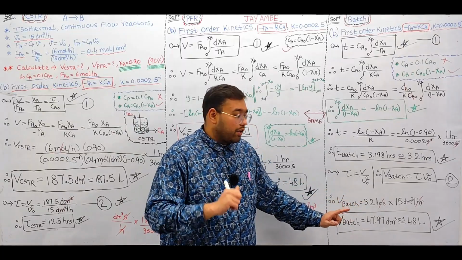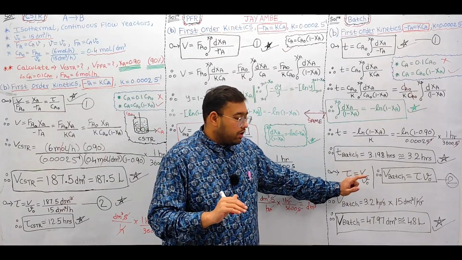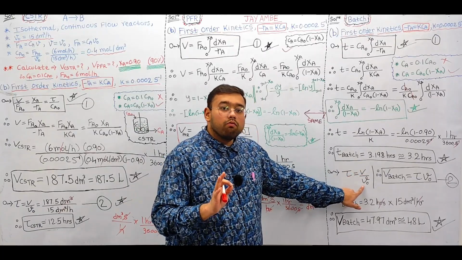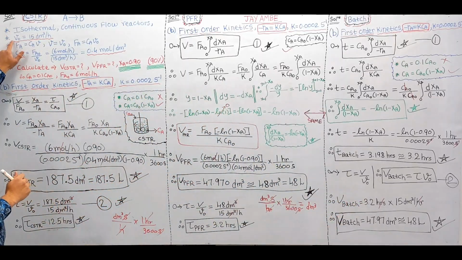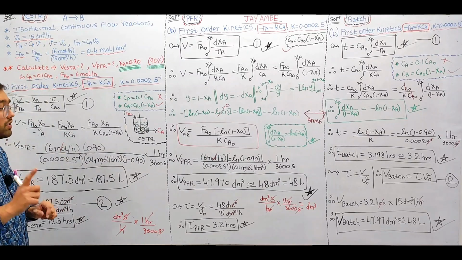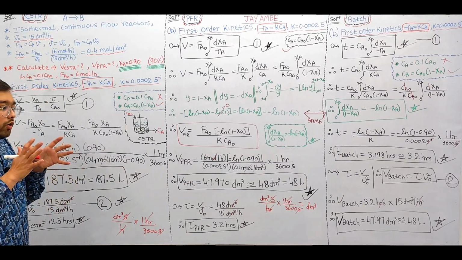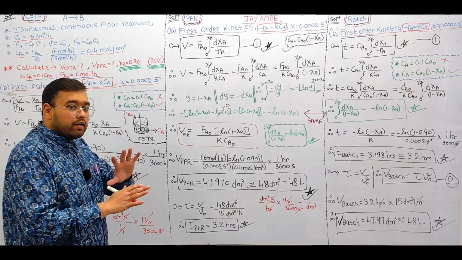So why? We'll understand that. Let's say the space time is okay, volume is okay, right? But the volumetric flow rate: we have a volumetric flow rate of 15 cubic decimeter per hour, which means the volume of the fluid which is entering into the reactor in the reaction environment.